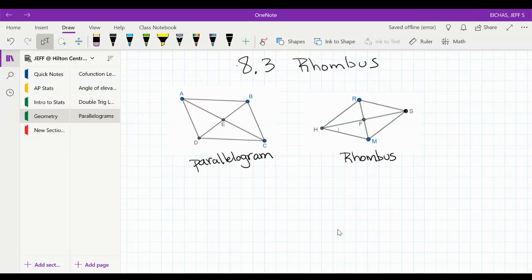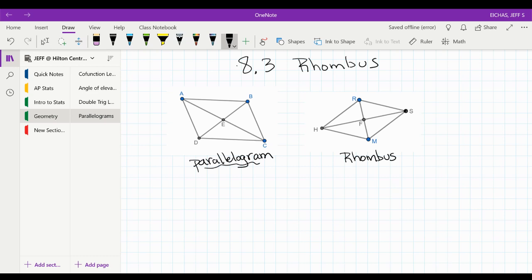Welcome back. 8.3 chapter is on quadrilaterals. Today we're specifically going to go over rhombus. Okay, so a rhombus, there's a few different ways to speak of this. It's really a parallelogram that was upgraded by one of the following.